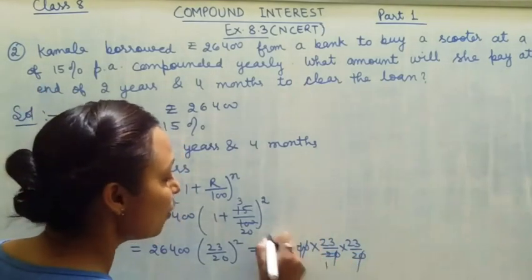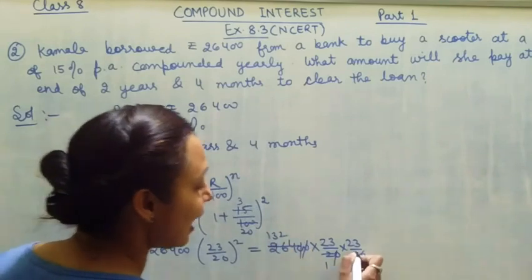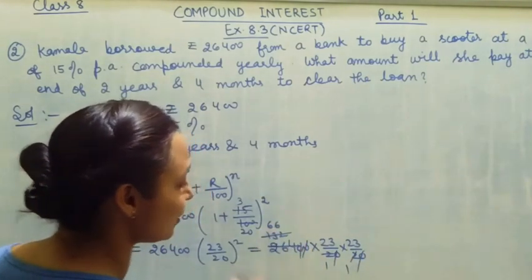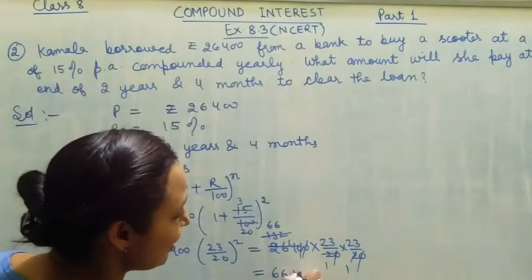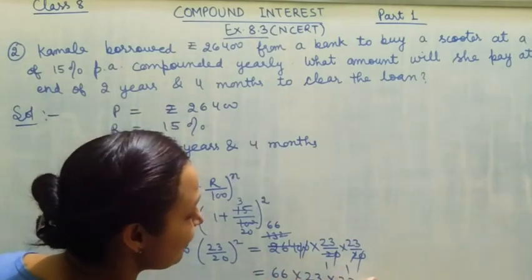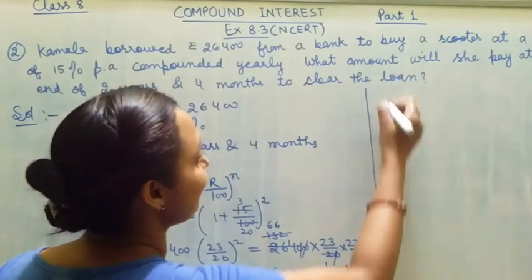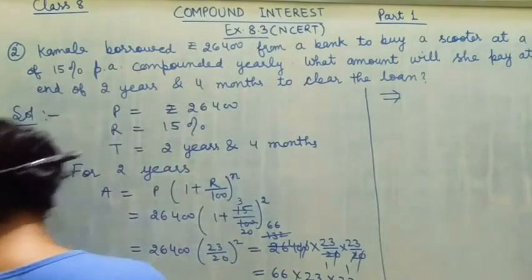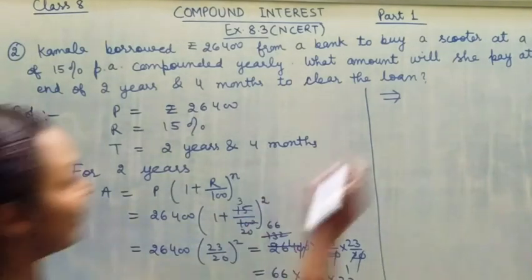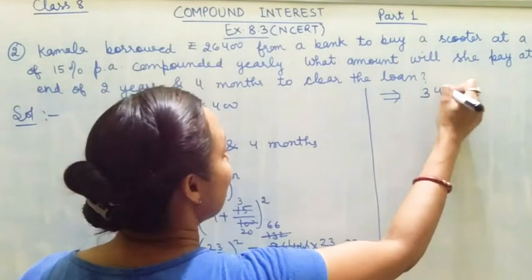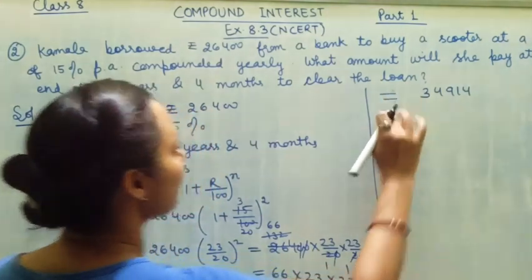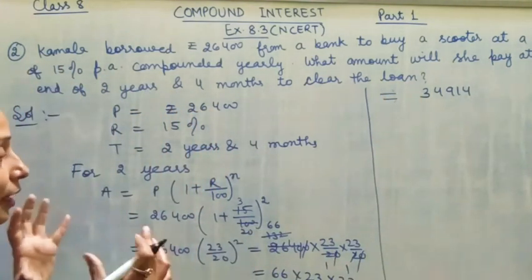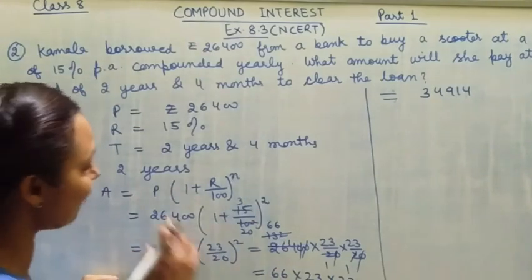2 ones are 2, 2 6s are 12. The value is 66 into 23 into 23. After multiplying these three values, I will get 34914. So this is the amount which Kamala will have to give after 2 years.